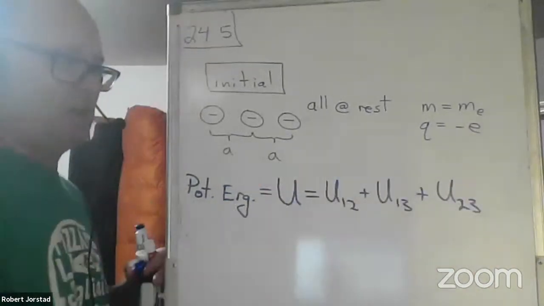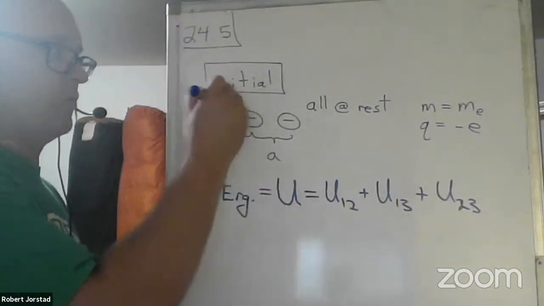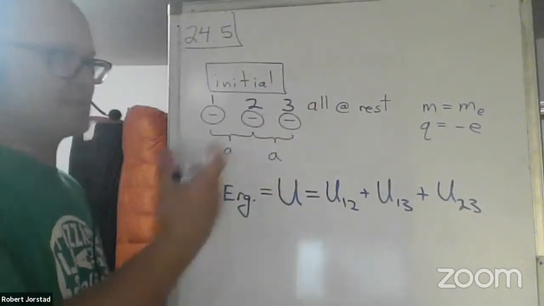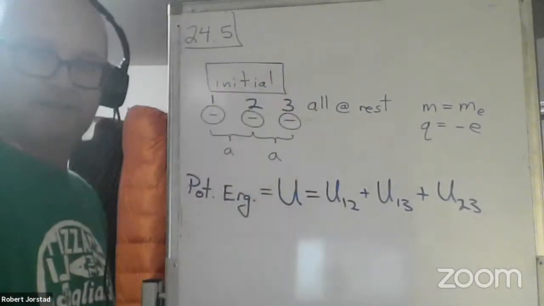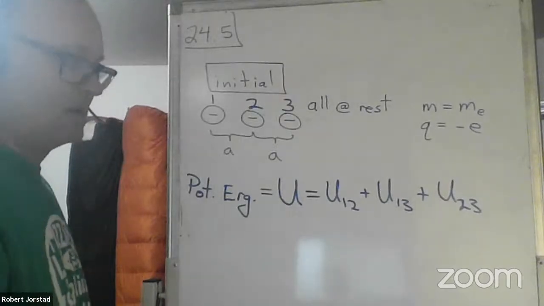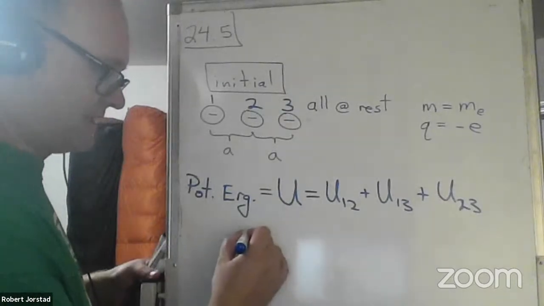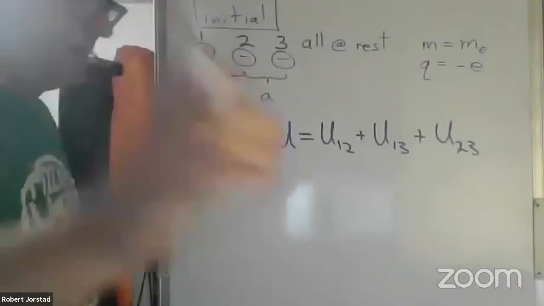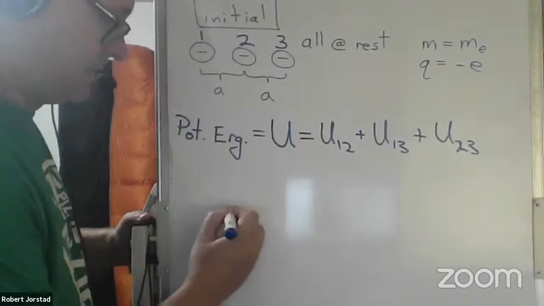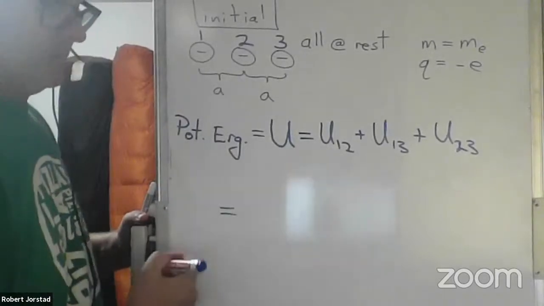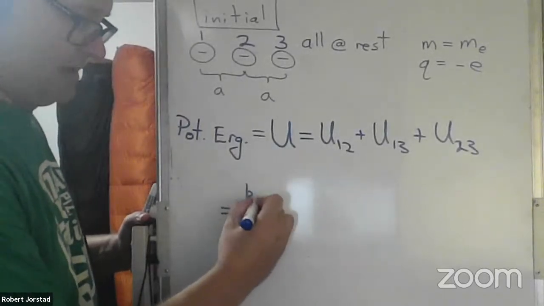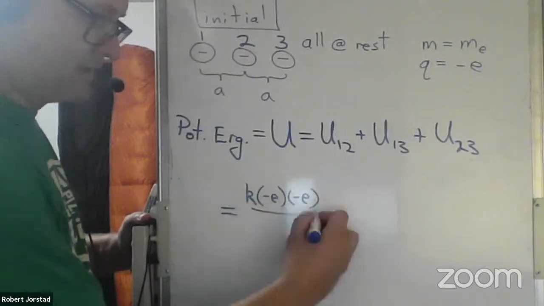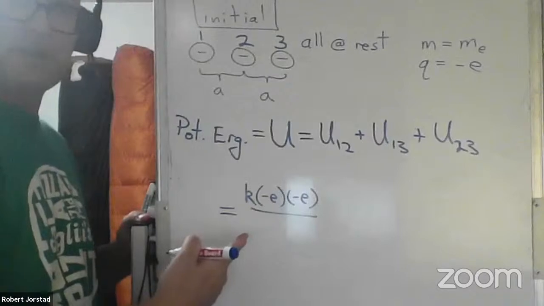So we need to get all of these three pairs. Maybe I'll label them 1, 2, and 3, just so it's clear. It doesn't matter which ones you label because they're all negative now. So I would say this. Now, in this case, I'm going to go down here. What is U12? Well, that's going to be K times negative e times negative e, divided by what's the radius between 1 and 2?